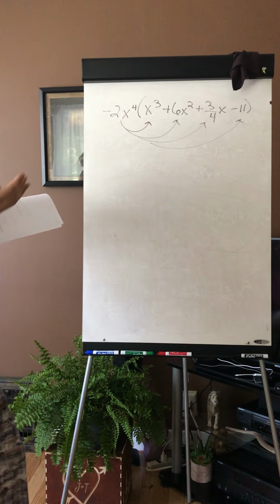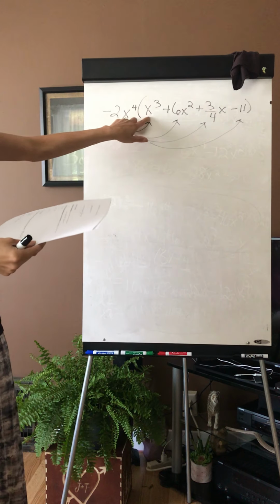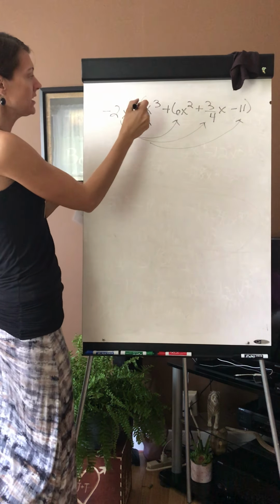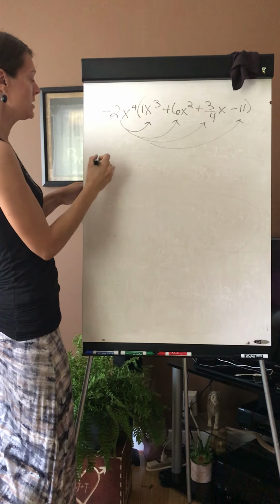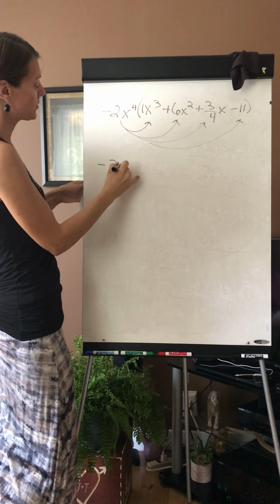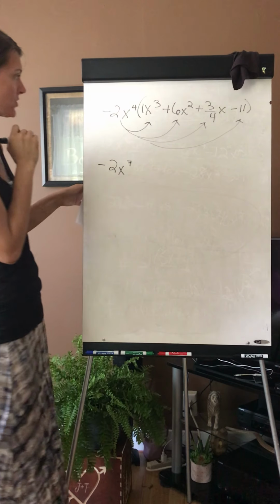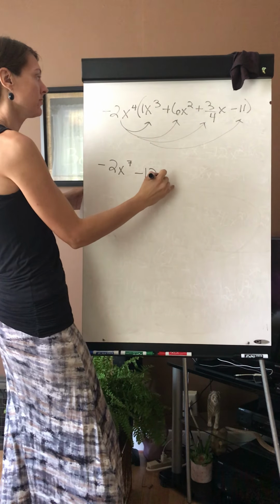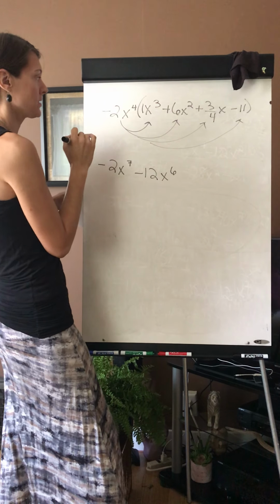Again, the same rules apply. If you're multiplying 2 terms with the same base, you'll add the exponents. So -2 times that would be assumed to be 1, and then x to the 4th times x cubed is x to the 7th. -2 times 6 is -12, and then that'll be x to the 6th.